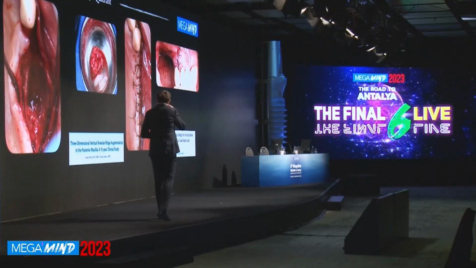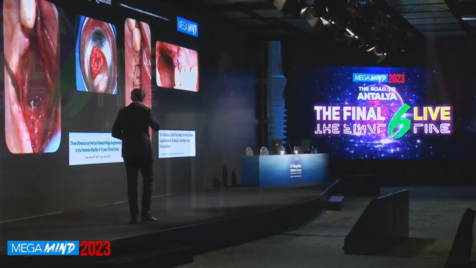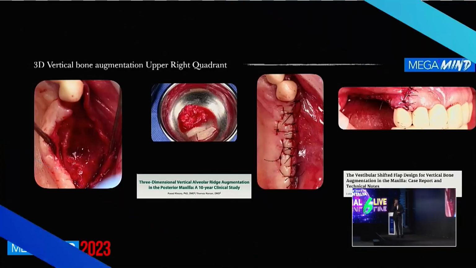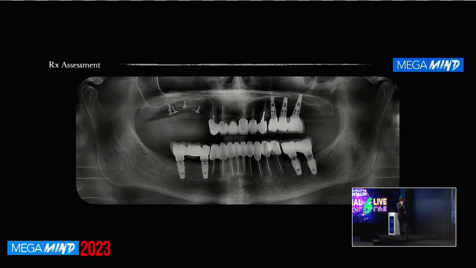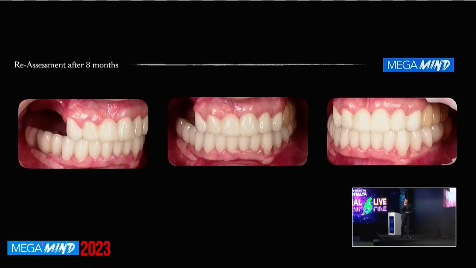So I use the Khoury technique with three-dimensional vertical alveolar ridge augmentation, but with some slight changes because I use the vestibular shifted flap proposed by Luca de Stavola. Now we can see the image right after the surgery. And the next reassessment, at 8 months, we can see the situation intraorally.